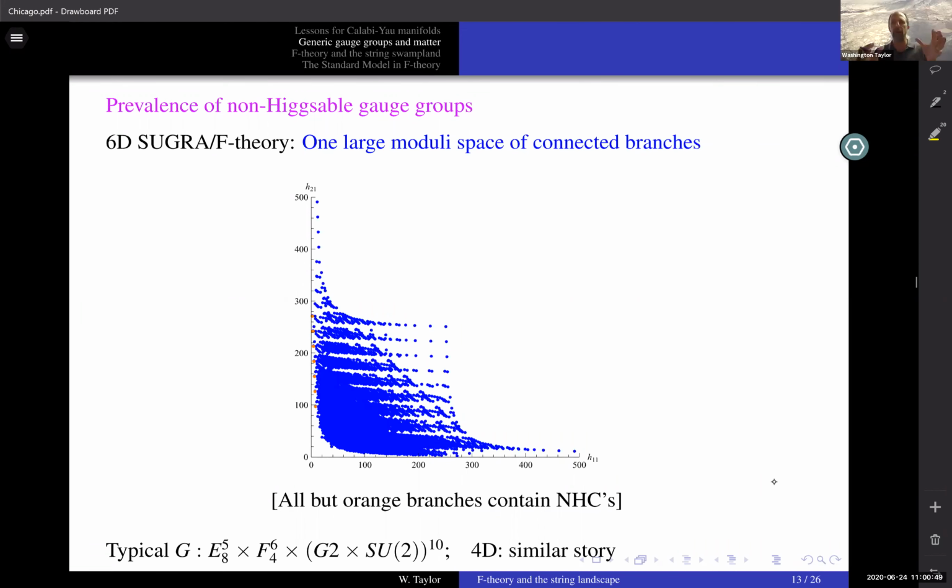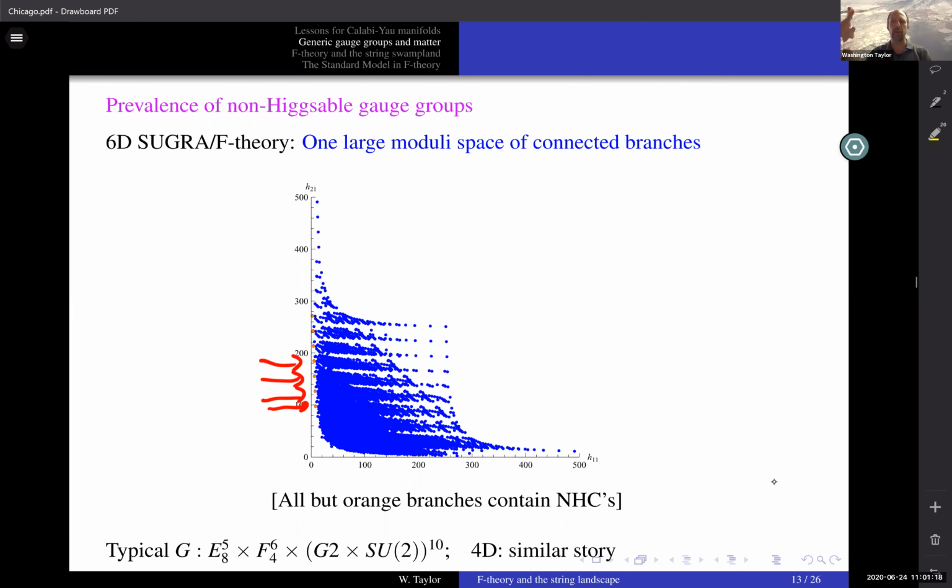And then we can go anywhere on a branch by tuning the Weierstrass model. And all of this is on a flat moduli space. So we have this big moduli space of hundreds of thousands of connected branches. And you may ask, where in that big moduli space do you not have non-Higgsable gauge groups? And I don't know if you can see them. There are like 7 or 8 orange points here, which are the Del Pezzo surfaces. And those are the only places in this whole moduli space where the Del Pezzo surface is your B2 base, where you don't have a non-Higgsable gauge group.